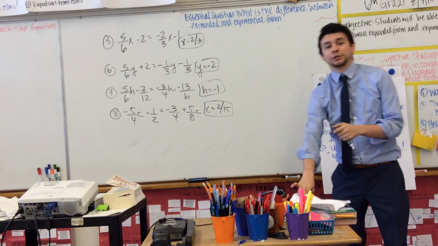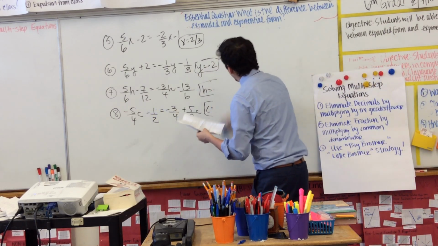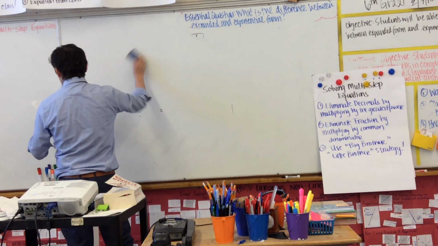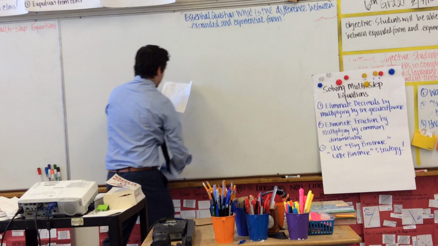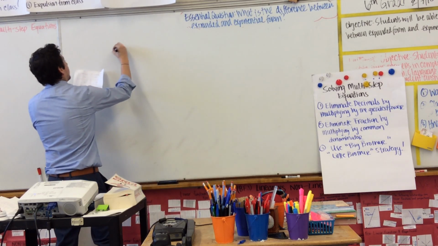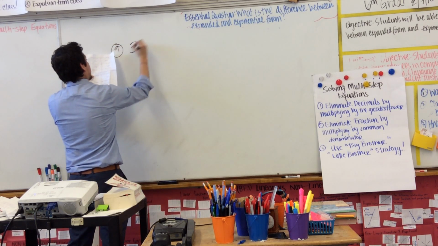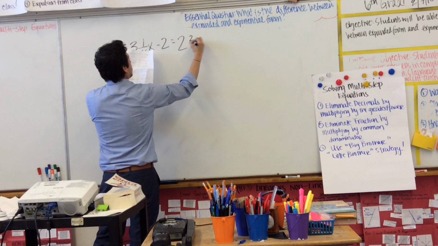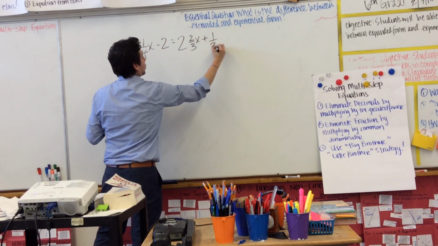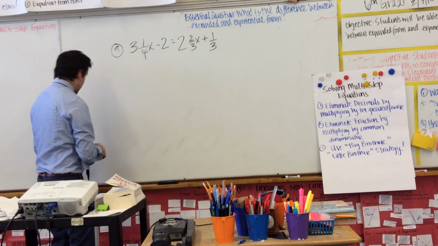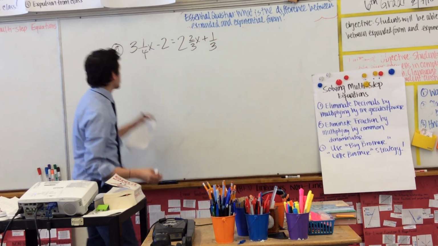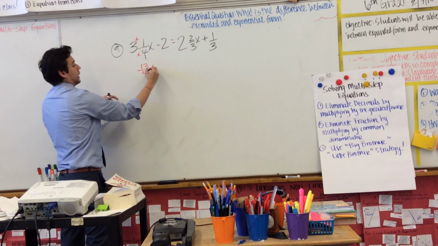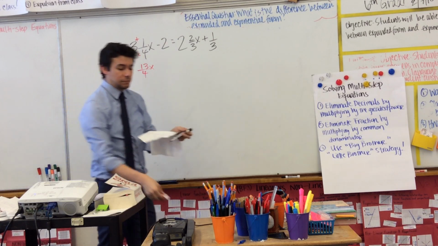Now let's give you the last two. Number 9 is a tricky one. This is talking about mixed numbers. Don't worry. Don't be scared. They're just mixed numbers. Number 9. The problem is 3 1/4 x minus 2 equals 2 2/3 x plus 1/3. The hint I'll give you is turn these into an improper fraction. So 4 times 3 is 12, plus 1 is 13 over 4x. Do that same thing for the other mixed number.